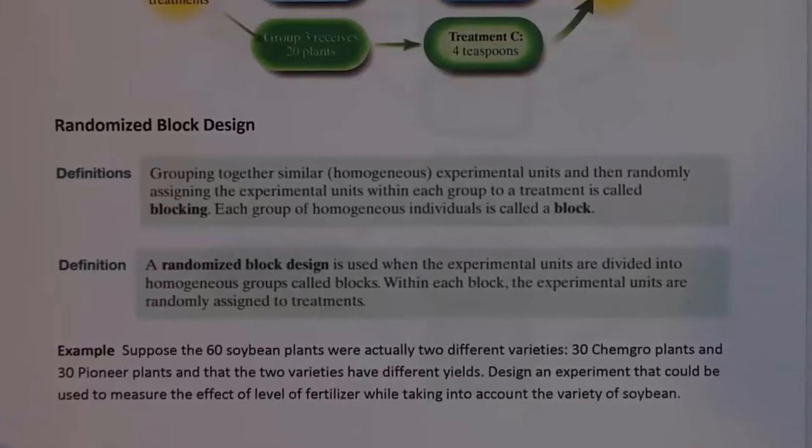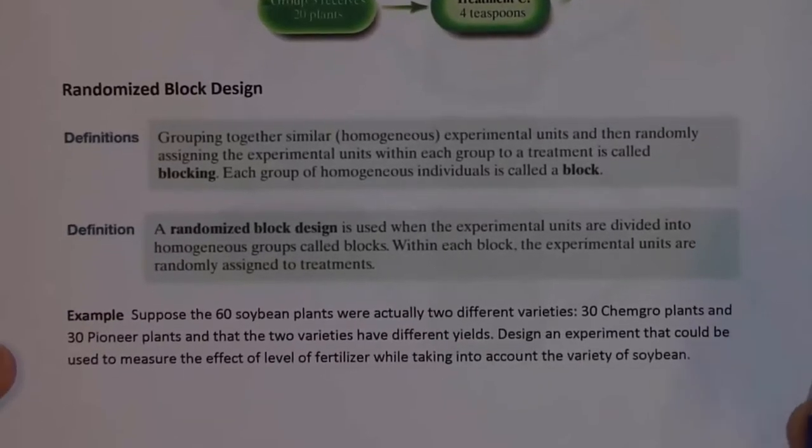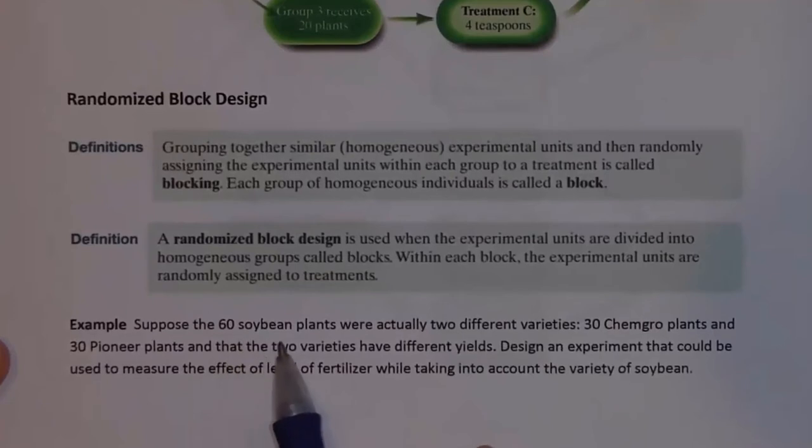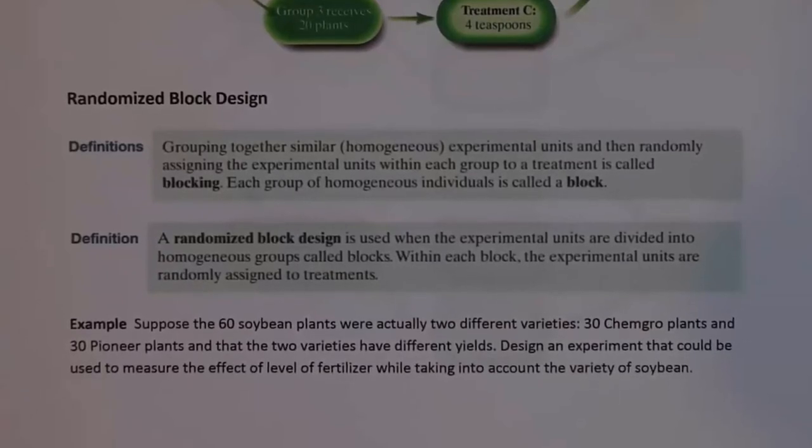So I'm looking at the 2 blocks separately. For example, suppose the 60 soybean plants were actually of 2 different varieties, 30 Kimgrow plants and 30 Pioneer plants, and that the 2 varieties have different yields. Design an experiment that could be used to measure the effect of level of fertilizer while taking into account the variety of the soybean. So again, now our 60 soybean plants are of 2 types. We have Kimgrow and we have Pioneer plants. So we can treat those varieties as the blocks.